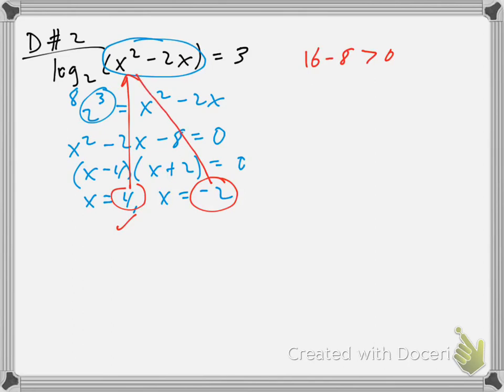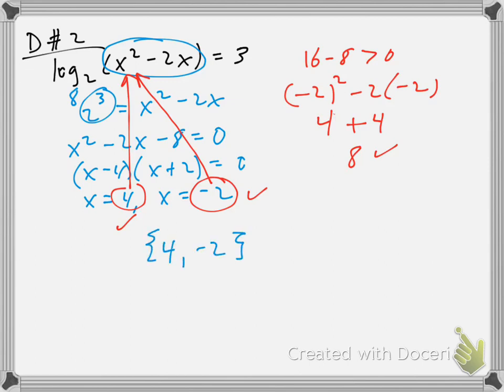Then the question is, can we replace x with negative 2? Let's just do that work right over here. Negative 2 squared minus 2 times negative 2. Well, negative 2 squared is 4, and then minus 2 times negative 2 is plus 4, so we get 8, so that checks out. So therefore, both 4 and negative 2 are solutions to this equation.